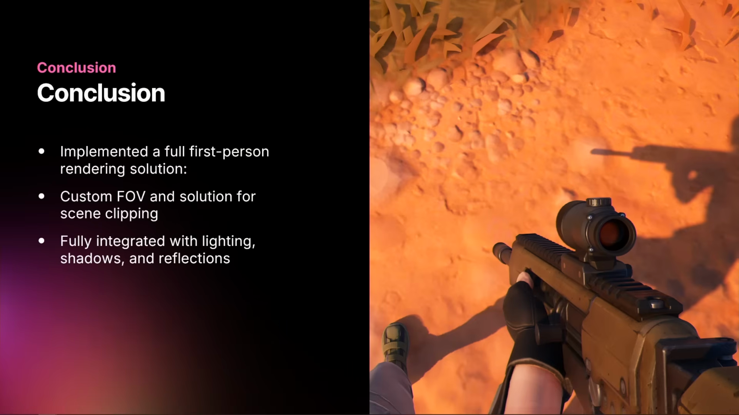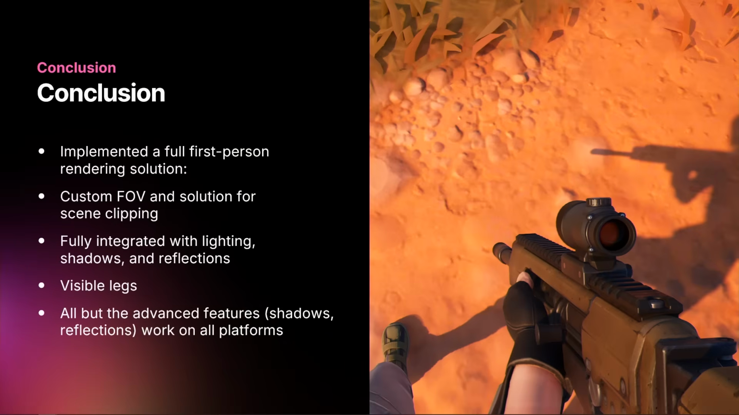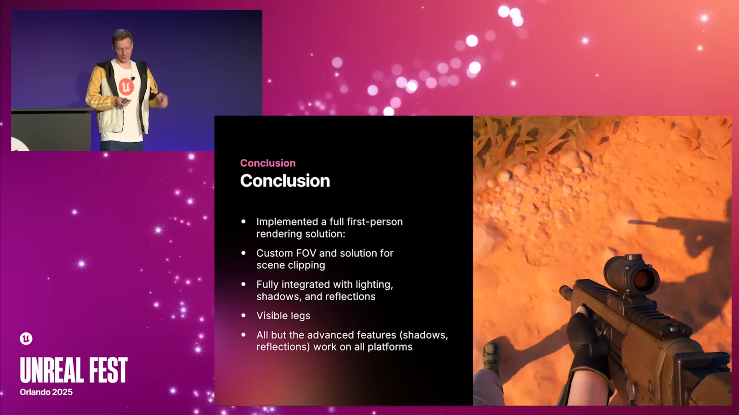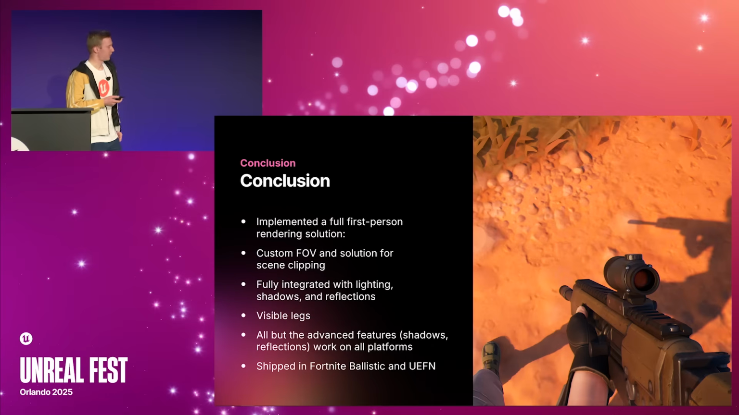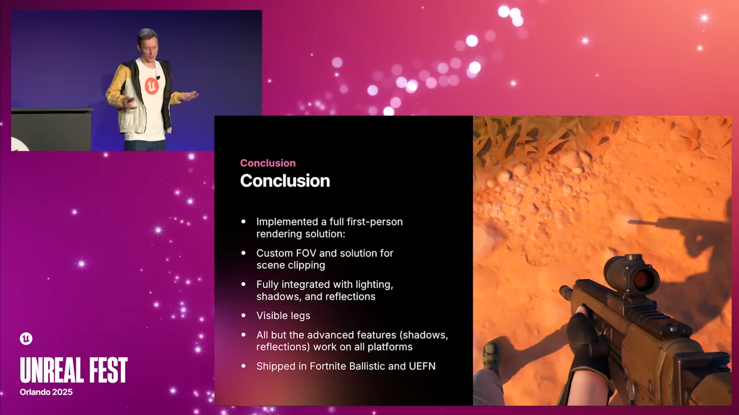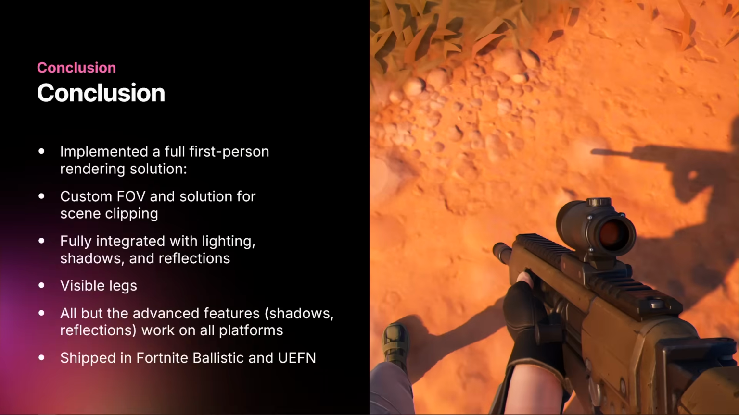Okay, in conclusion, we've implemented a full first-person rendering solution that solves custom field of view and scene clipping. It's fully integrated with lighting, shadows, and reflections. You get visible legs, and all but the advanced features such as shadows and reflections work on all platforms. So the anti-clipping and the custom field of view, you can use on mobile. And we've already shipped this in Fortnite Ballistic and UEFN, so it is battle-proven to an extent. And now it's even in beta.